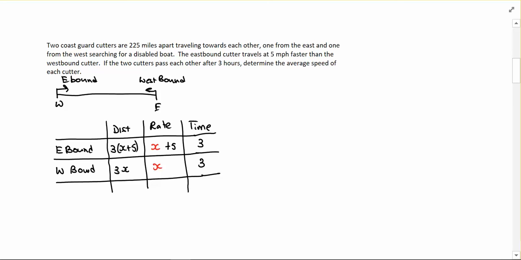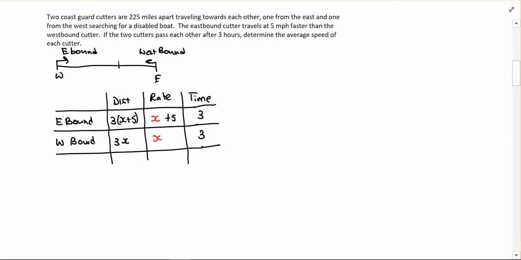And now that 225 comes into play, because when they meet somewhere in between, each one has gone part way of that 225. So the distance traveled by the eastbound one added to the distance traveled by the westbound one is equal to 225. Let me erase this smudge and write it nicely.